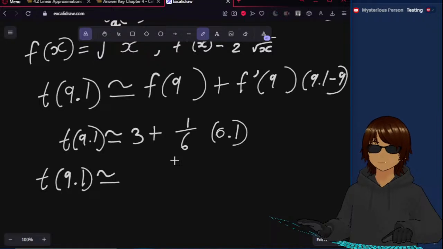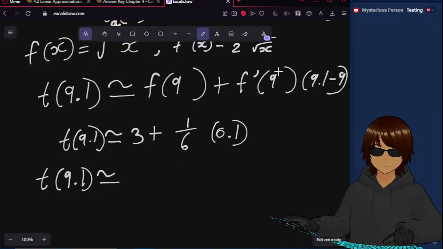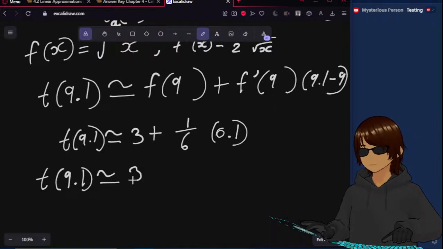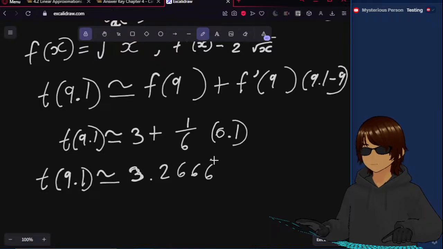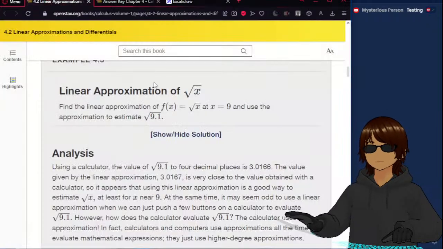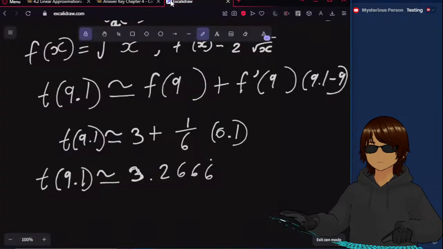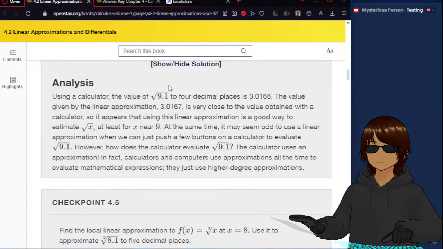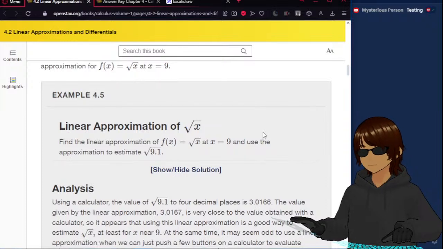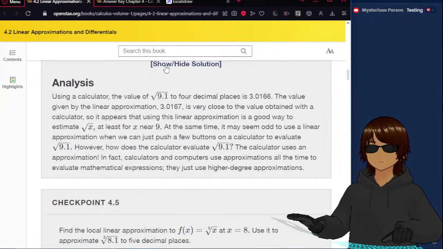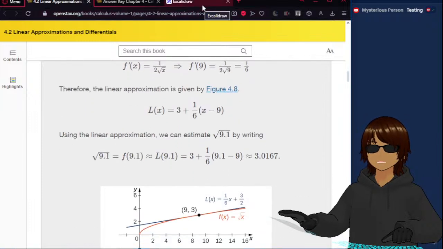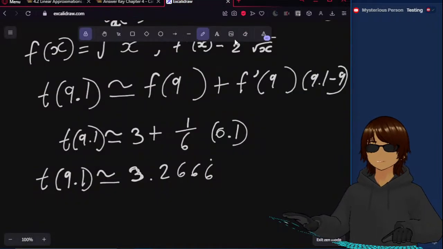Let me use a calculator. 0.23, 3.2666. Now, why did I get this wrong? Yeah, I wrote it in my calculator wrong.